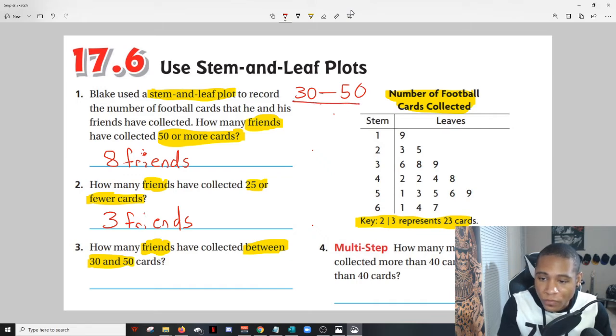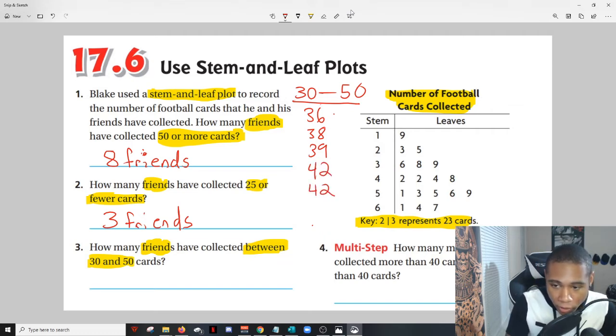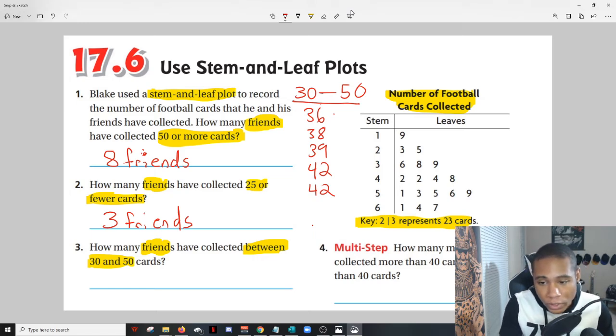Our first number would be 36. So we have 38, 39, 42, 42 again. Don't let that trick you up right there. It's 4 and 2, that's 42, that's one friend, and then 4 and 2 again, that's another friend. So there are 2 friends that actually have the same number of cards. 44, and finally 48. I have to stop there because the next number would be 5 and 1, that will give me 51, and my numbers have to be in between 30 and 50.